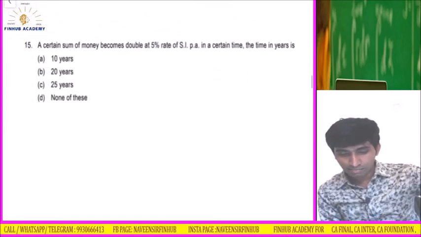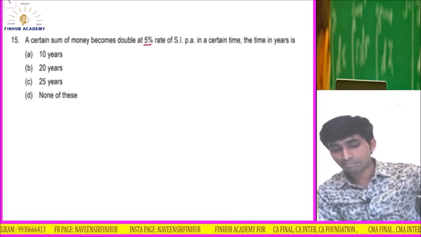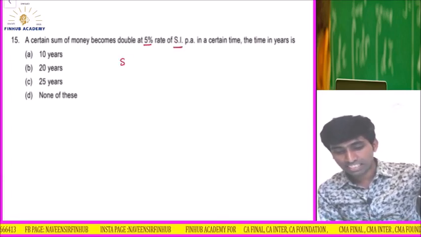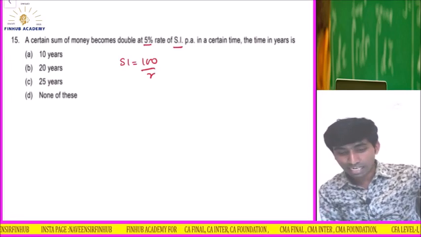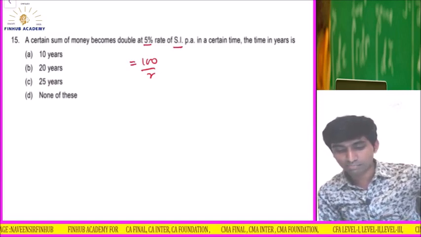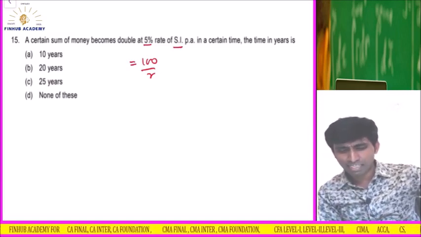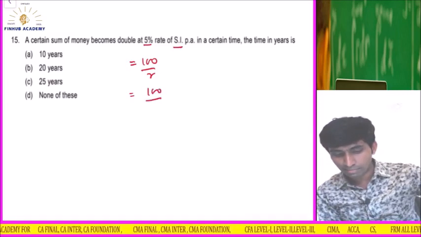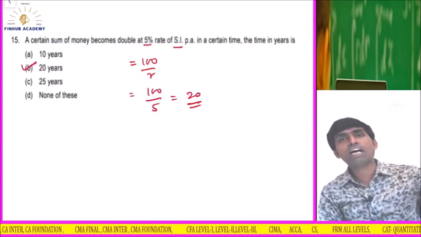A certain sum of money doubles at 5% simple interest per annum. Okay, SI is equal to the principal, since it doubles, na. So 100 by R, right? 100 by R was the doubling period. You remember? 100 by R was the formula at simple interest. Correct? In certain time, the time in years is 100 by R. How much is 100 divided by 5? Answer is what? Doubling period is 20 years. Okay, simple. 100 by R.